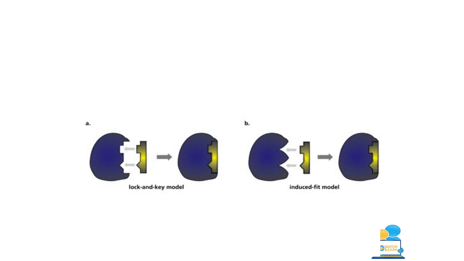This diagram references the lock and key model that I was referring to throughout the lesson, where the enzyme's active site will fit the shape of the particular substrate. However, in some cases, the active site and the substrate may not be exactly complementary to each other. So what happens? The active site of the enzyme will change shape slightly to fit the substrate.